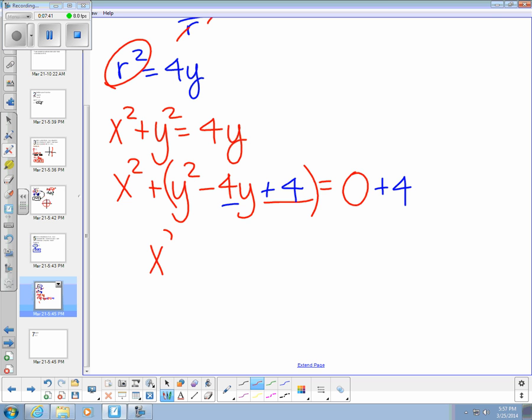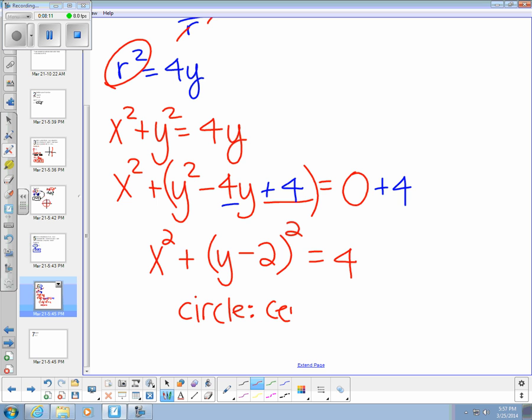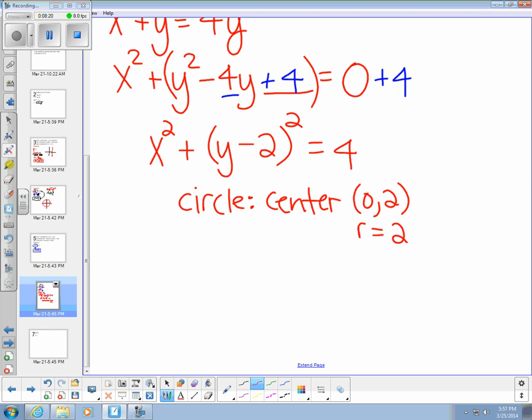Okay, so I've still got my x squared. Now I'm going to factor y squared minus 4y plus 4, and it should come down to a binomial squared. To get the y squared, it's y times y. To get the 4 would be 2 times 2. And it's going to have to be a minus to get a minus 4y in the middle. So we've got x squared plus (y minus 2) squared equals 4. And again, that is the equation of a circle with a center at (0, 2) and a radius of 2, because if it's equal to 4, that's the radius squared.